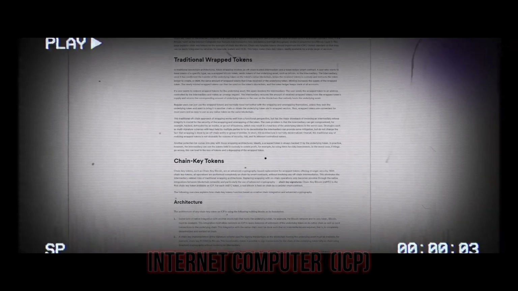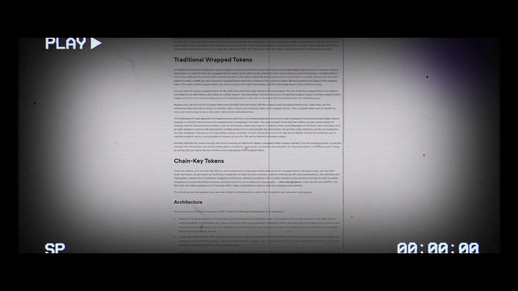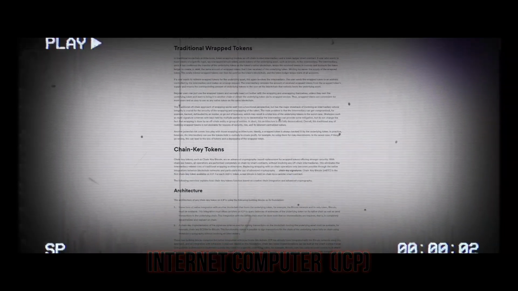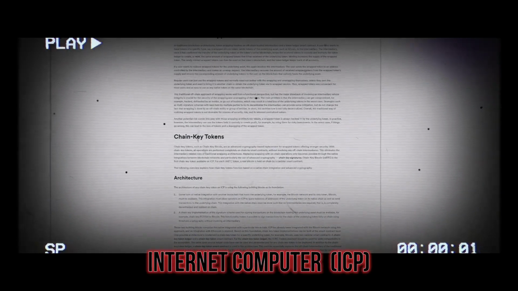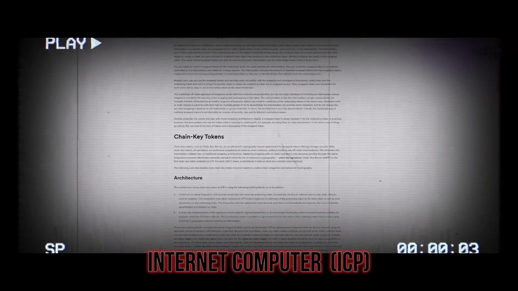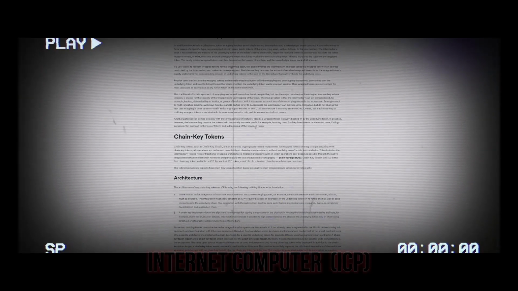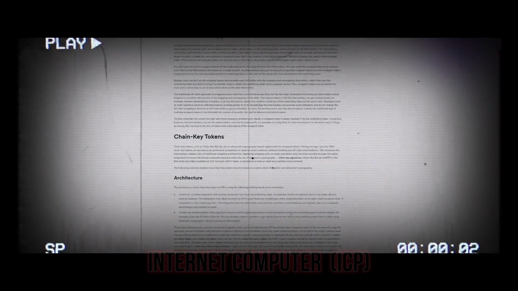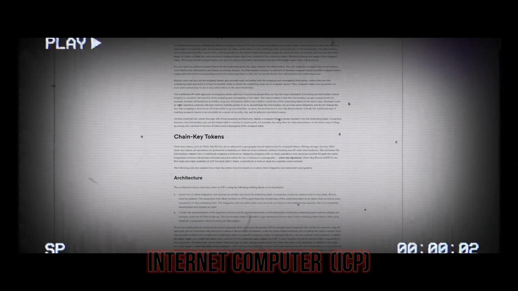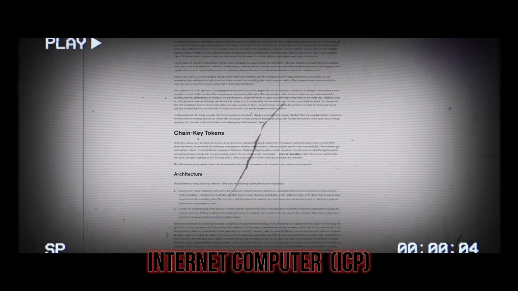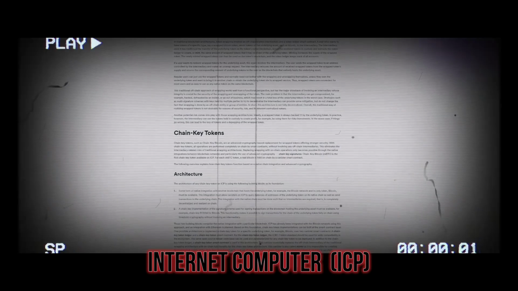In the worst case, if things go wrong, this can lead to the loss of tokens and a depegging of the wrapped token. Chain key tokens. Chain key tokens, such as chain key Bitcoin, are an advanced cryptography-based replacement for wrapped tokens offering stronger security. With chain key tokens, all operations are performed completely on-chain by smart contracts, without involving any off-chain intermediaries. This eliminates the intermediary-related risks of traditional wrapping architectures.